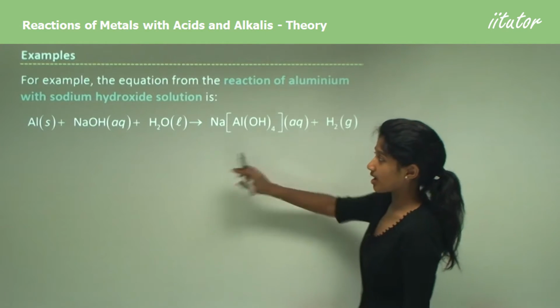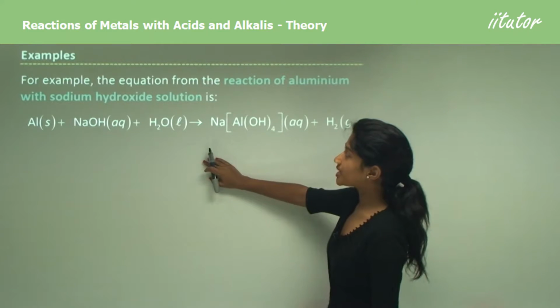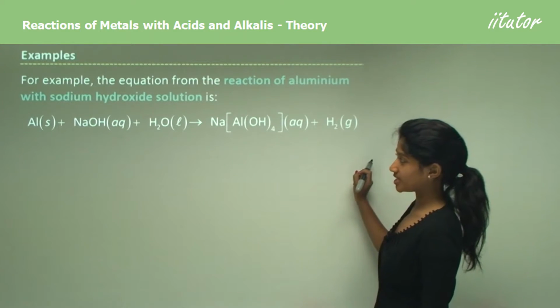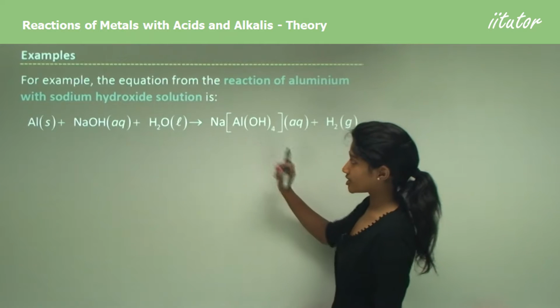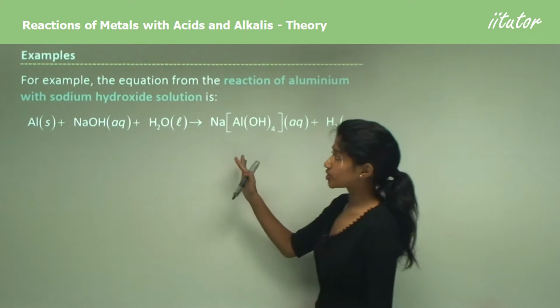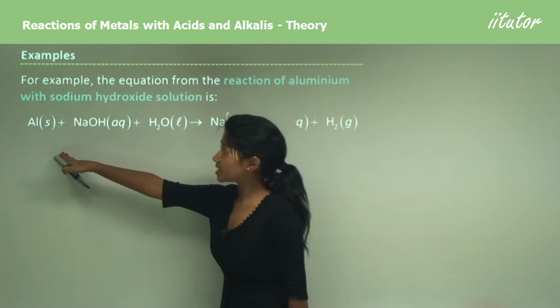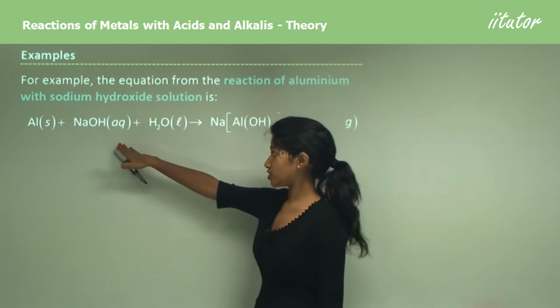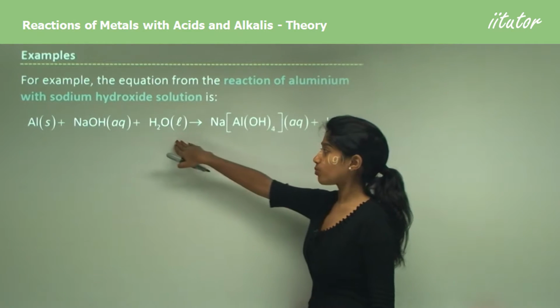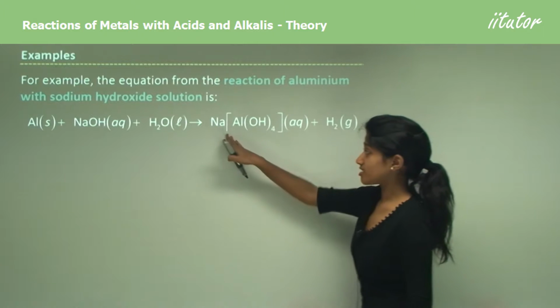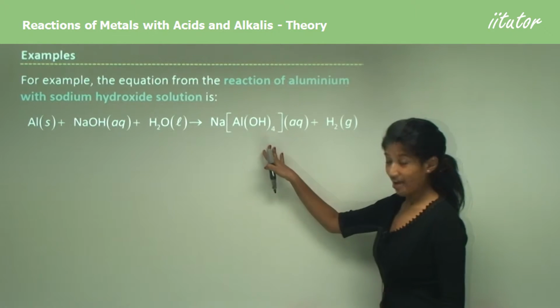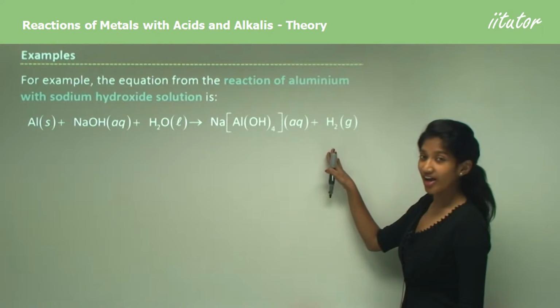Let's take one example here. For example, the equation for the reaction of aluminium with sodium hydroxide is. So we'll first look at the reaction. We have aluminium reacting with sodium hydroxide, and they produce water and our sodium aluminate and also hydrogen gas.